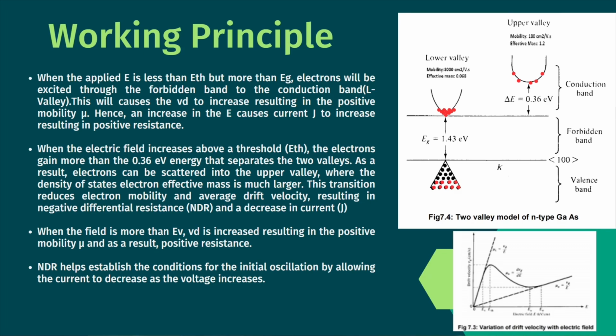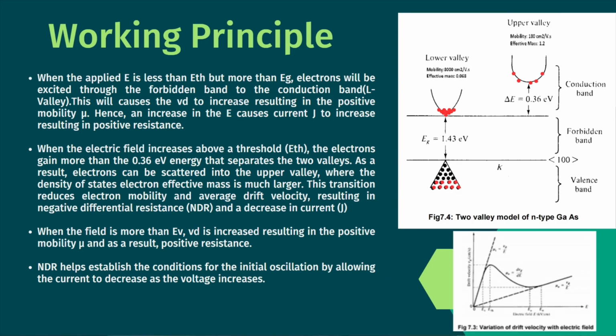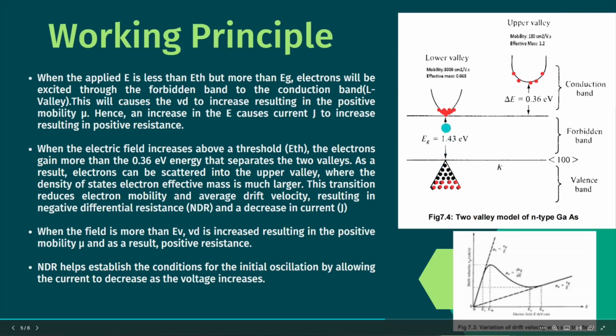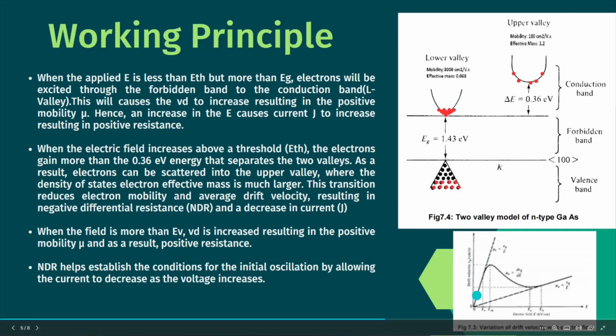When the electric field is increased above the valley value, drift velocity will increase, and this will result in positive mobility and also an increment of the current and positive resistance. So NDR will help establish the condition that's suitable for the initial oscillation of the Gunn diode. As you can see, the electrons move from the valence band to the forbidden gap and also to the lower valley and to the upper valley. So how do the electrons move?